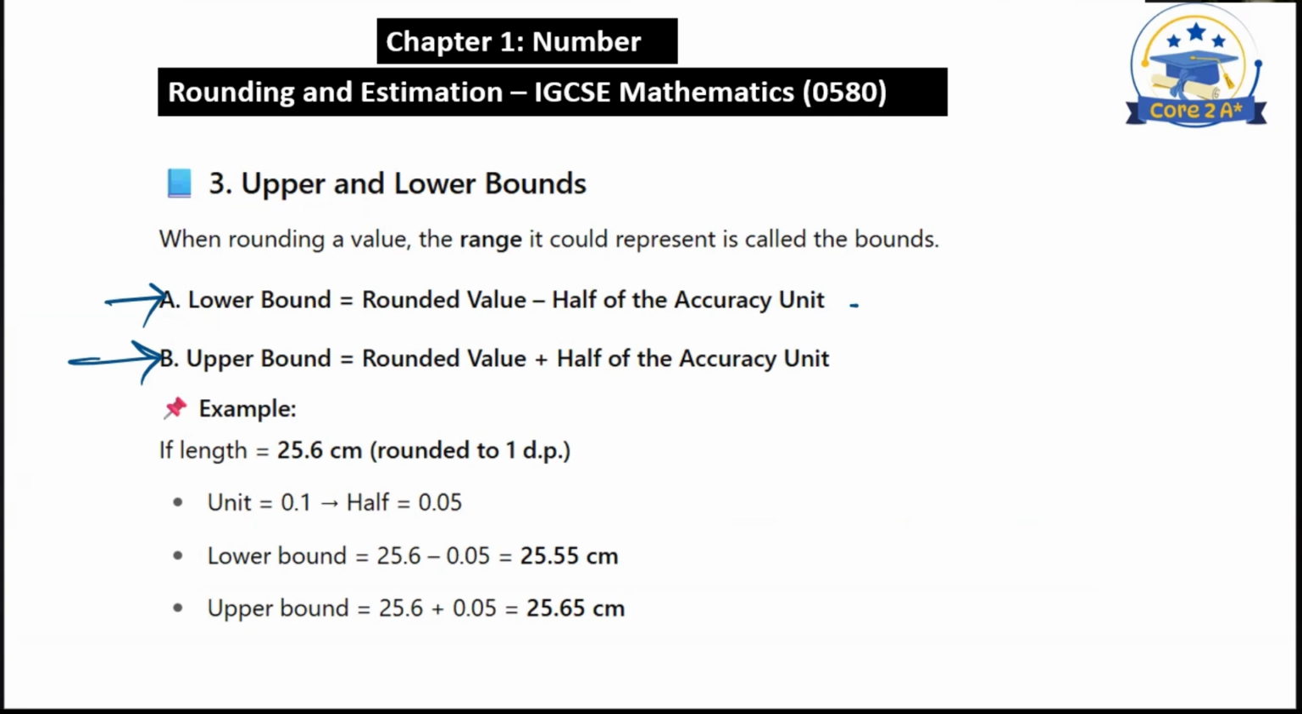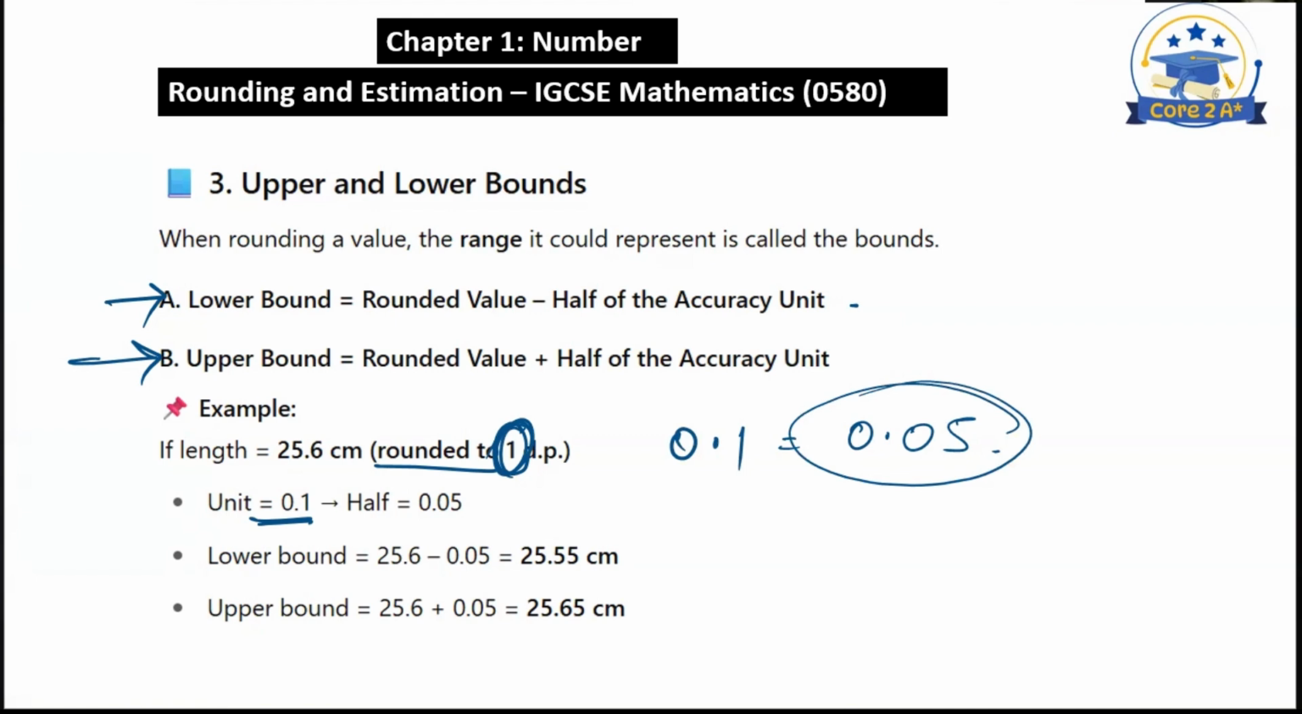For example, if the length is 25.6 centimeters, and we have to round it to 1 dp, 1 decimal place, so what is the unit? 0.1, because we have to round it to 1 dp. And half of 0.1 is 0.05. This is your half unit, okay?